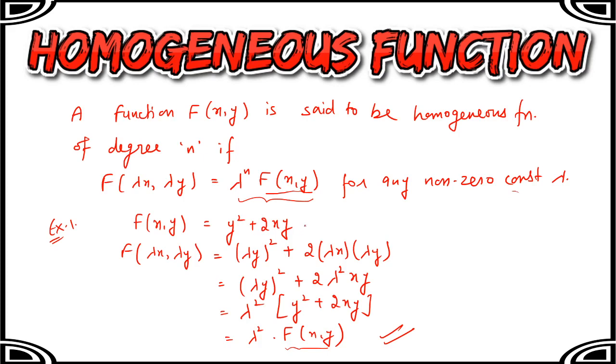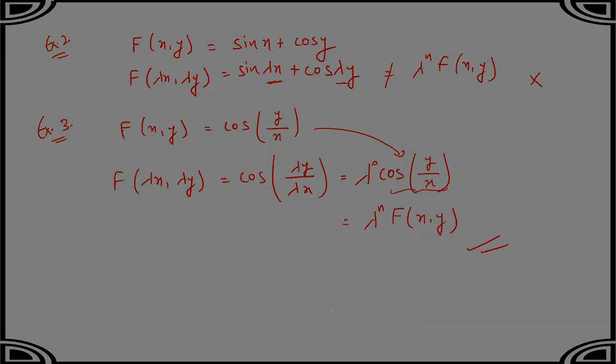Let's take one example, y² + 2xy. Replace y with λy and x with λx. Now it can be written as λ² times the original function. It means yes, it is a homogeneous function.